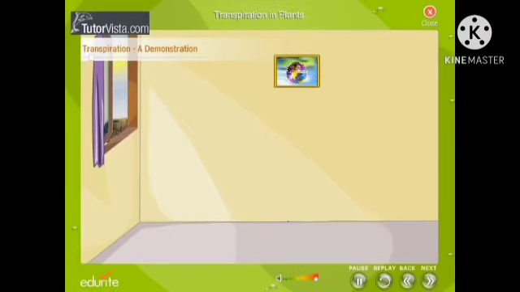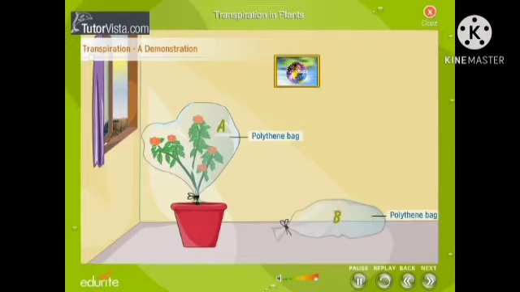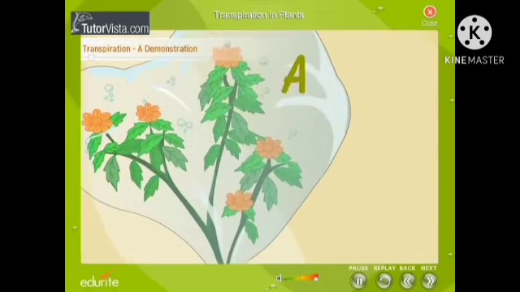Let us perform a simple experiment to show that transpiration takes place in plants. Take a medium-sized, well-watered potted plant. Cover it with a transparent polythene bag A and tie its mouth at the base of the stem. Next to the potted plant, place an empty polythene bag B with its mouth tied. Expose this setup to sunlight for an hour or two. Drops of water will appear on the inner side of the bag A.